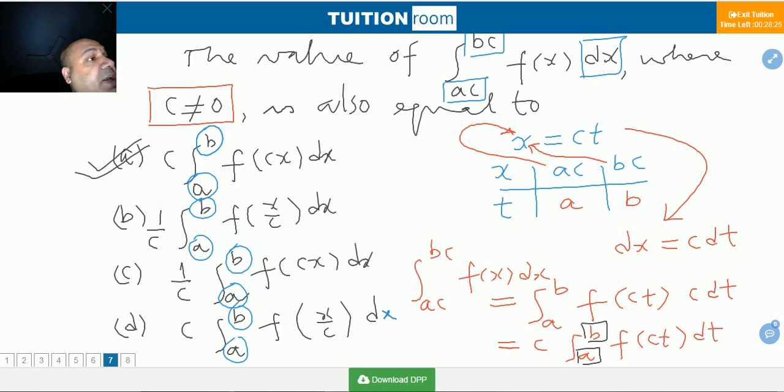The correct option will be A. Students, copy it, then I will proceed for the next problem.